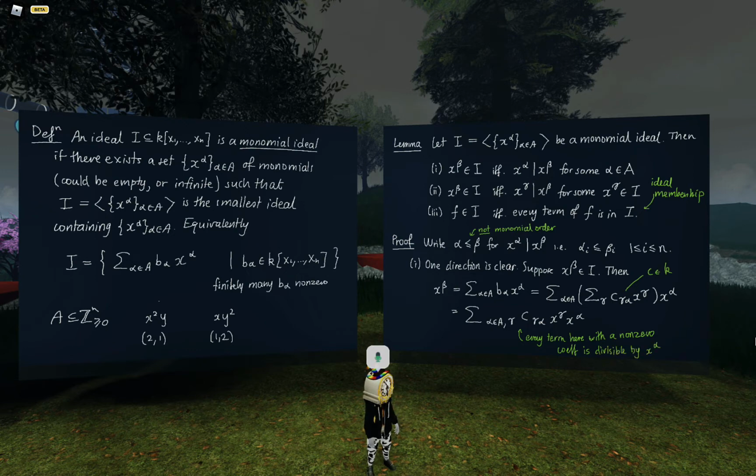But that's a property of a polynomial that's independent of how you write it, which means it's also true of the left-hand side. I mean, a polynomial is just a gadget that assigns coefficients to monomials, right? So if the right-hand side assigns non-zero coefficients only to monomials divisible by x to the alpha, the same is true of the left-hand side. But the left-hand side assigns a coefficient 1 to x to the beta, which means that x to the beta must be divisible by x to the alpha.